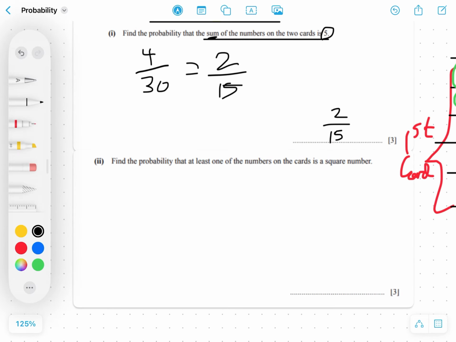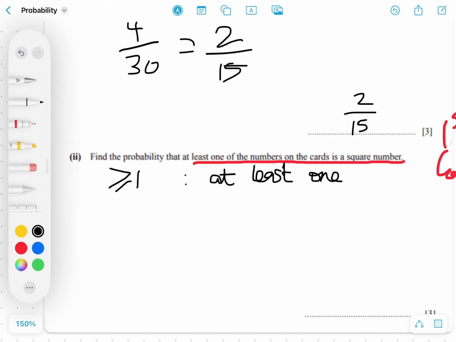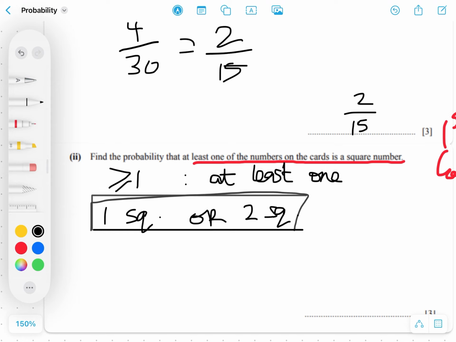Now for the last part of the question, we want to find the probability that at least one of the numbers on the card is a square number. So in probability, whenever they ask you at least, it means anything greater than or equal to 1. So if she chooses 1 square number, that's a successful outcome. But also, if she chooses 2 square numbers from both cards, that's also a successful outcome, since 2 is also at least 1.